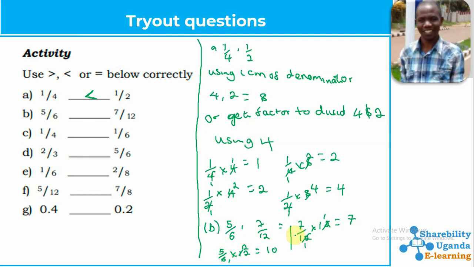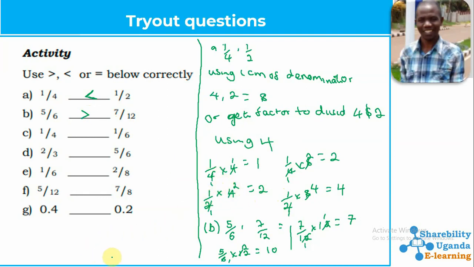Okay? It's greater than 7 out of 12. So we are saying our 5 out of 6 is greater than 7. So this can be done outside your work. This can be done outside your work, such that you cannot overcrowd your workspace.